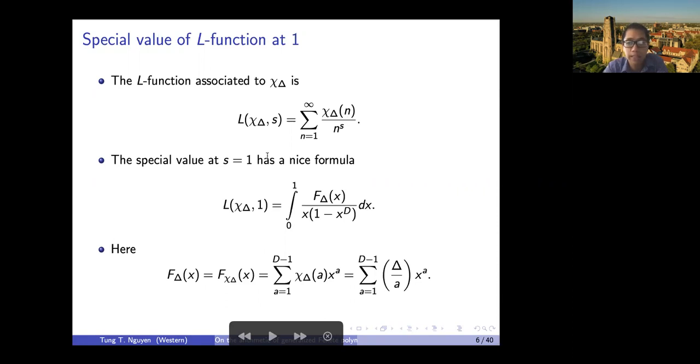And at s equal to 1, it has a very nice integral formula. The value of the L function at 1 is given by the integral from 0 to 1 of a polynomial f delta, divided by the factor x times 1 minus x to the power d. And the polynomial is given by this formula: the sum of delta over a times x to the power a, where a runs from 1 to d minus 1. Our interest in this polynomial comes from the fact that a long time ago, 1.5 or 2 years ago, we wanted to find an elementary way to evaluate this integral, and this polynomial just came out in the study.